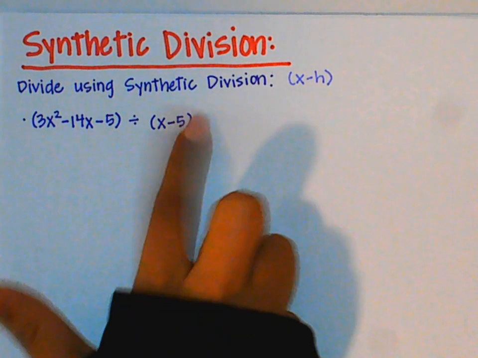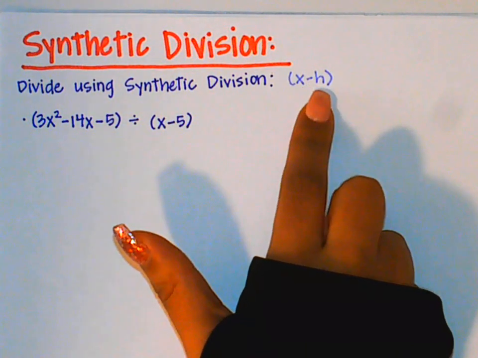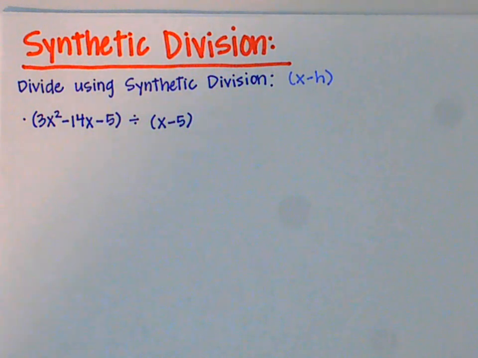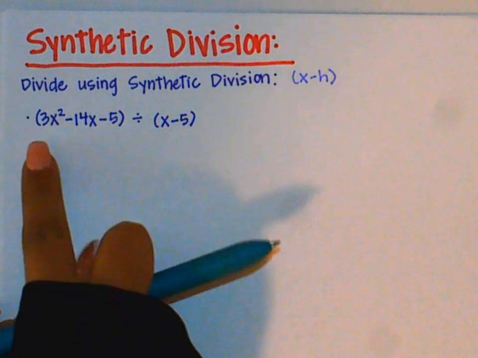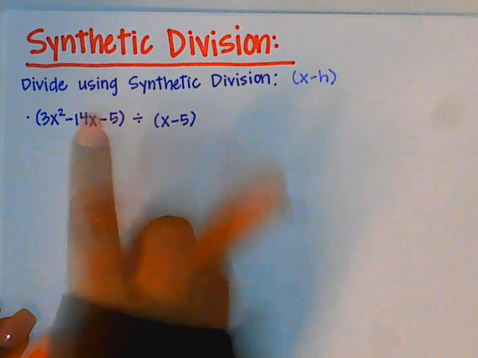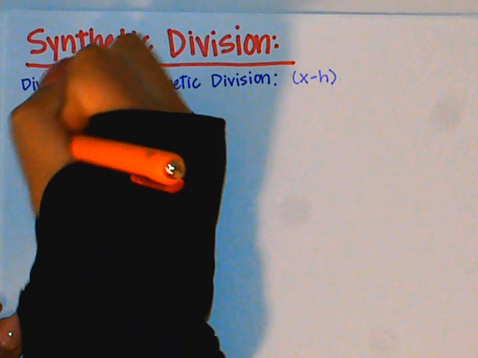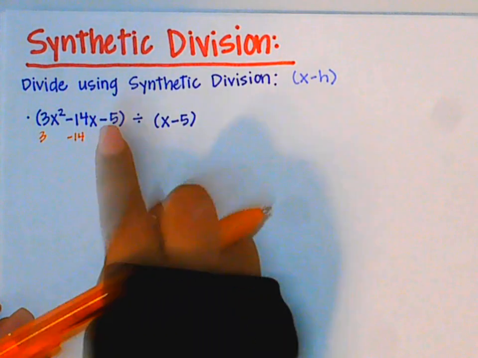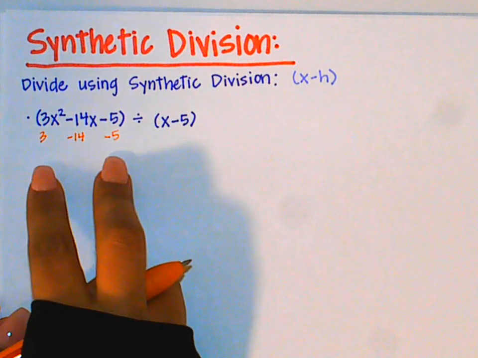We see here that we're dividing by x minus 5. That is written in the form x minus h, so we can use synthetic division for this one. The first thing you want to do is focus on only the numbers when using synthetic division. So I am going to pull out the coefficients of the first polynomial. My coefficient is the number in front of the variable. So I have a 3 here, I have a negative 14, and I have a negative 5. These are the numbers that I'm going to be using when doing synthetic division.